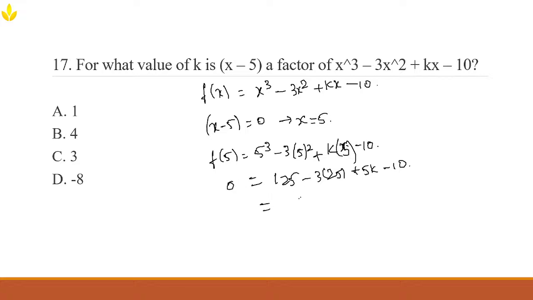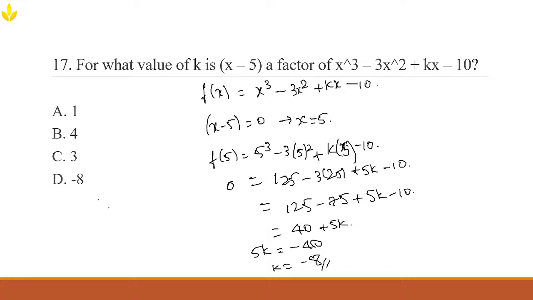Here it is 125 minus 75 plus 5k minus 10. 125 minus 75 is equal to 50 and 50 minus 10 will be equal to 40, 40 plus 5k. So in other words, 5k will be equal to minus 40. It is nothing but k value will be equal to minus 8. So the option D here is the correct option. Okay, so let's move on to the next question.